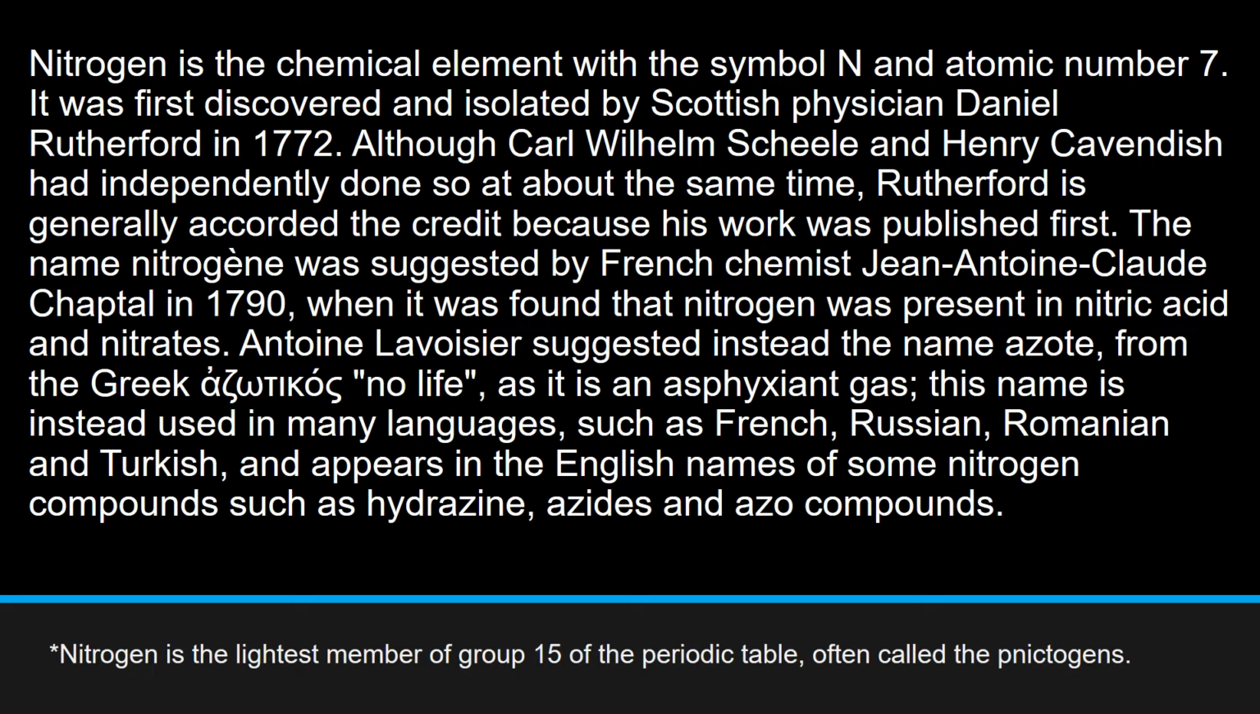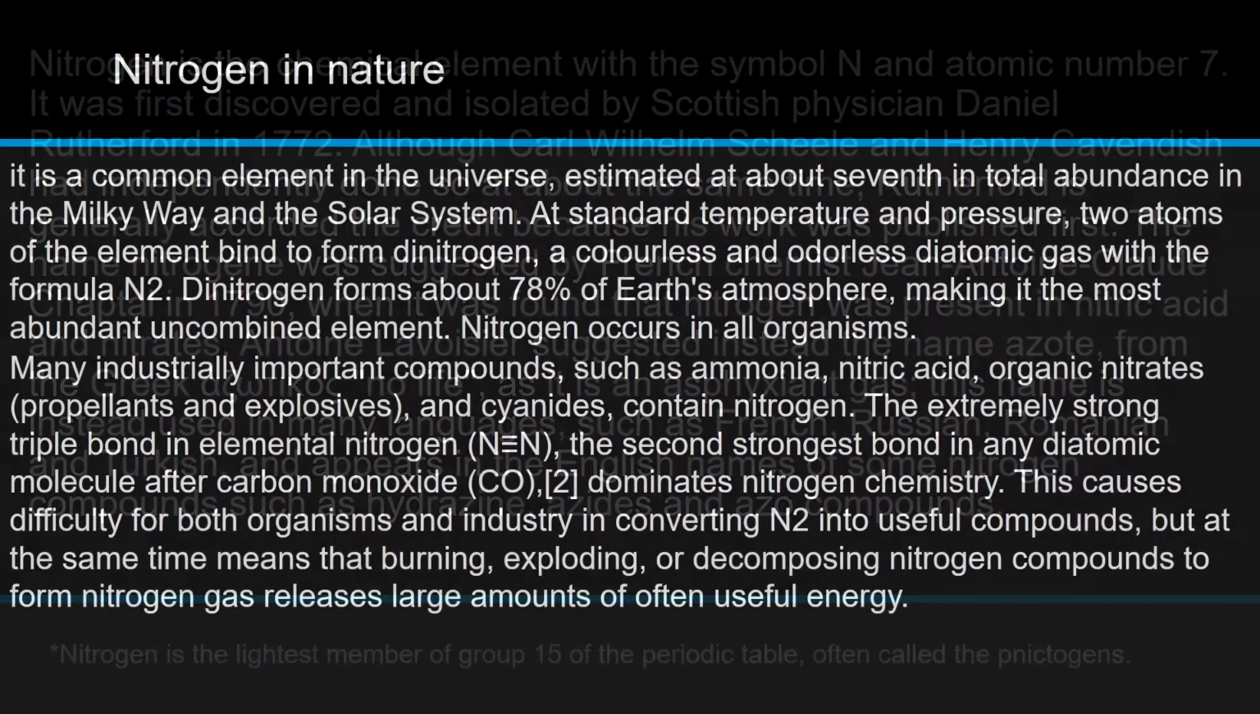Antoine Lavoisier suggested instead the name azote, from the Greek word meaning no life, as it is an asphyxiant gas. This name is still used in many languages, such as French, Russian, Romanian, and Turkish, and appears in the English names of some nitrogen compounds, such as hydrazine and azo compounds.